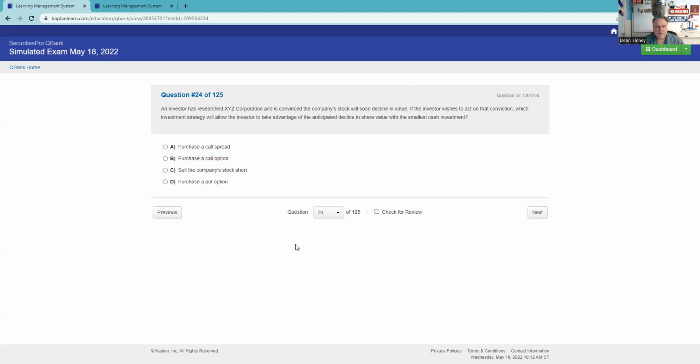Purchasing a call spread is a debit call spread, that's bullish, so that's out. B is bullish, that's out. C is bearish, but you would have to come up with half of the market value, right? Zoom yesterday was a $90 stock. If I short 1,000 shares of Zoom at 90, I'm going to have to come up with $45,000. But to buy a 90 put on Zoom, I just have to pay that premium.